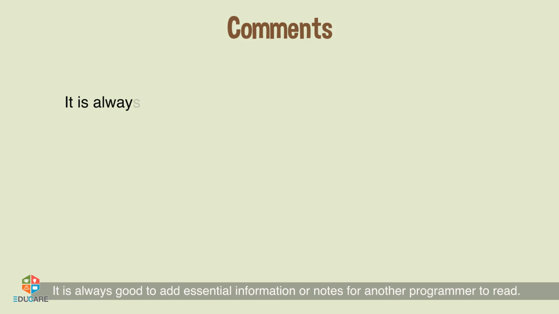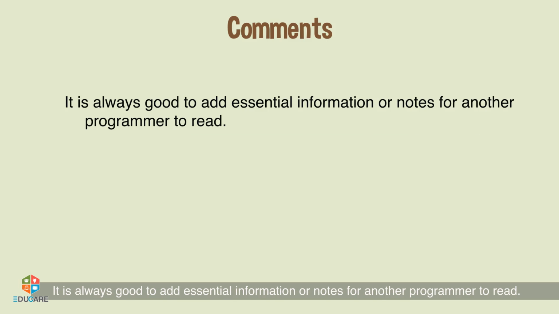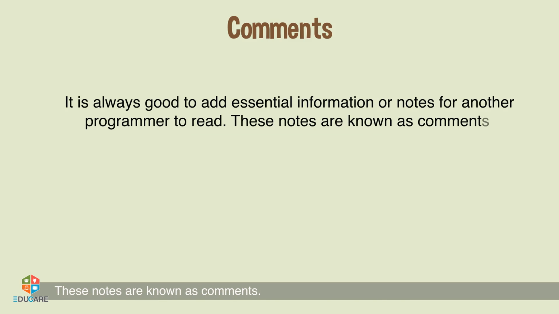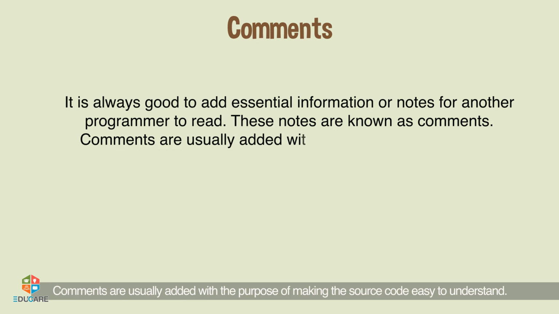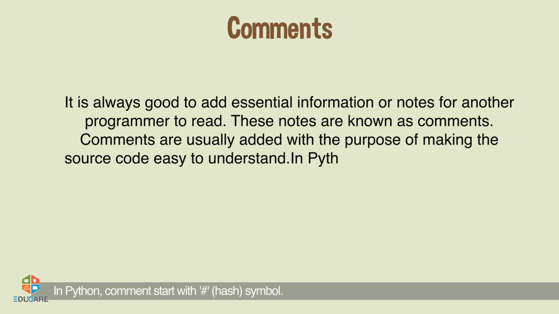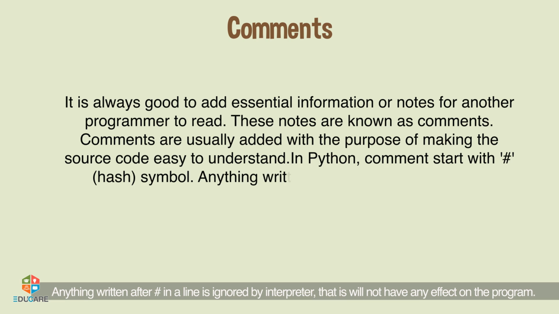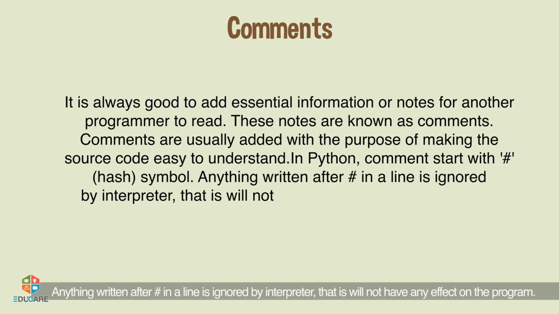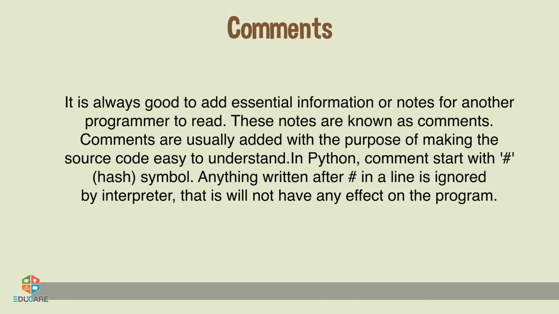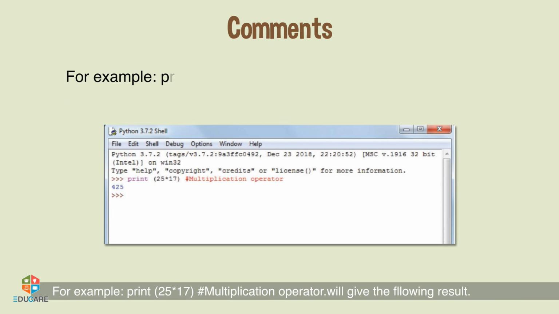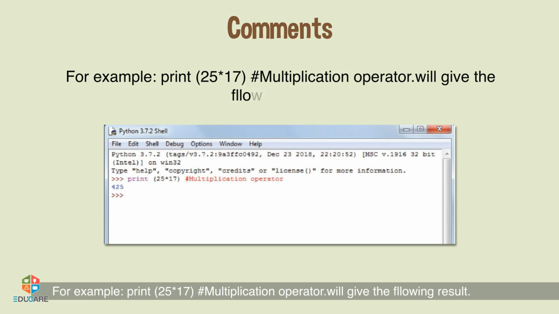Comments. It is always good to add essential information or notes for another programmer to read. These notes are known as comments. Comments are usually added with the purpose of making the source code easy to understand. In Python, comments start with the hash symbol. Anything written after hash in a line is ignored by the interpreter, that is, it will not have any effect on the program. For example, print 25 into 17 hash multiplication operator will give the following result.